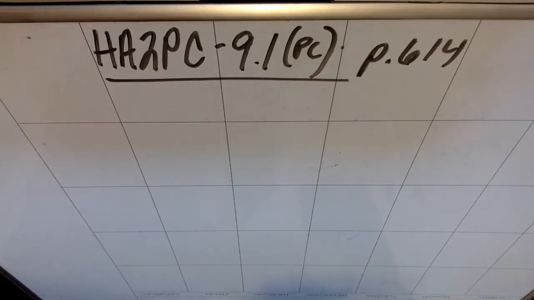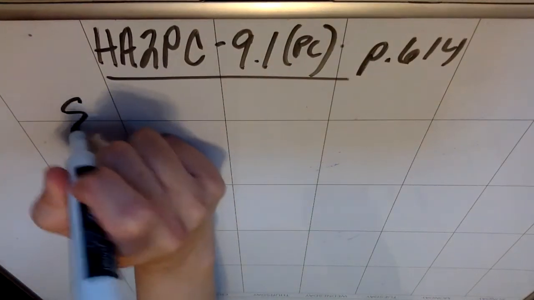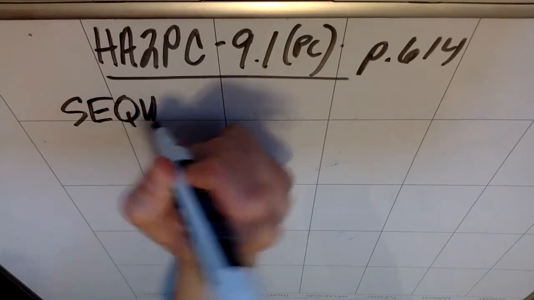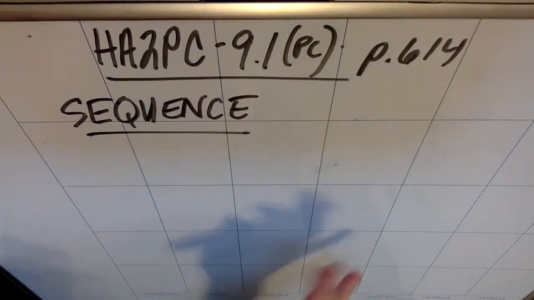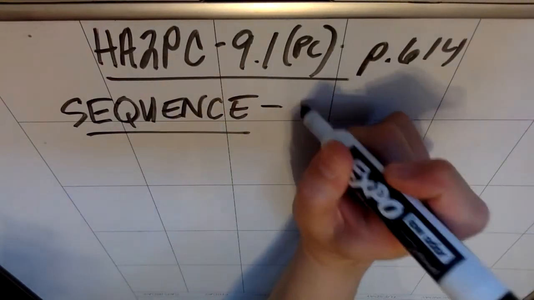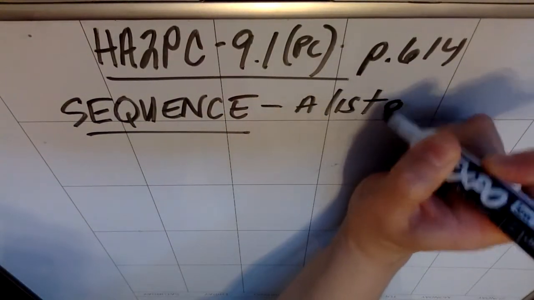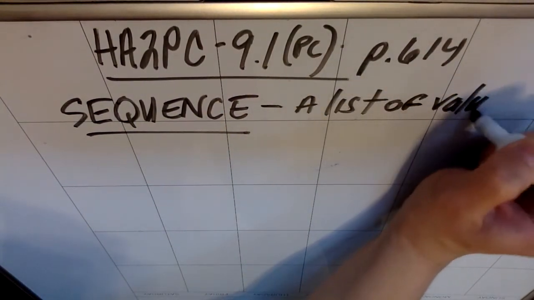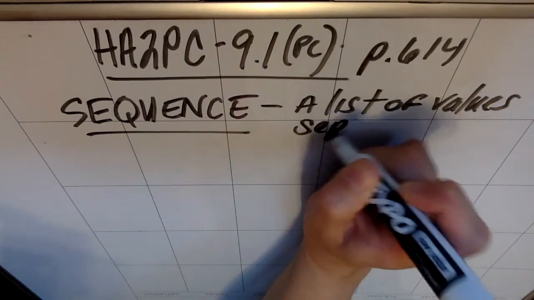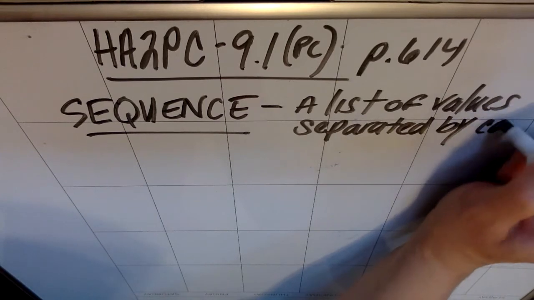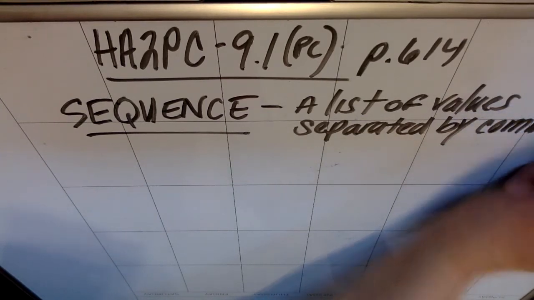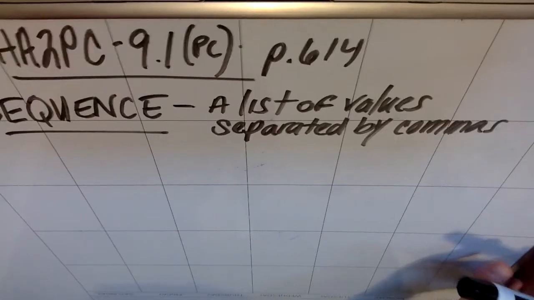So let's start with sequences, right? So we're going to start by talking about sequences. A sequence is a list of numbers separated by commas, right? A sequence is a list of values separated by commas.